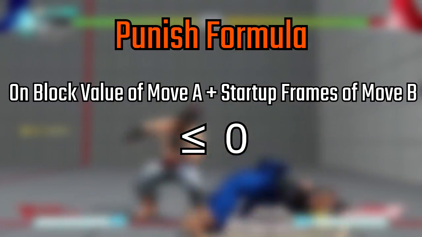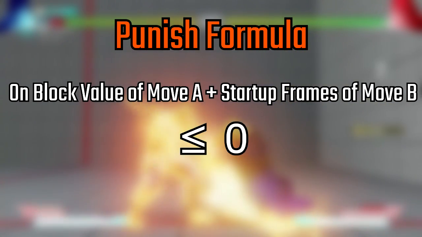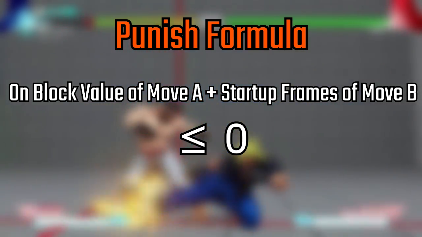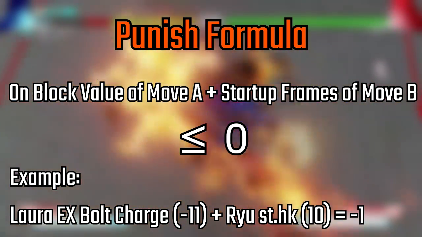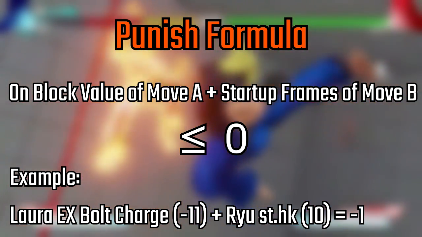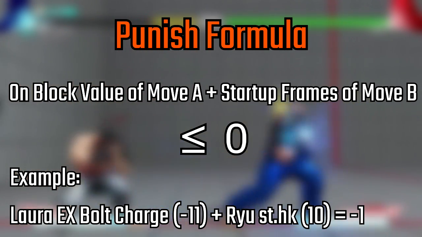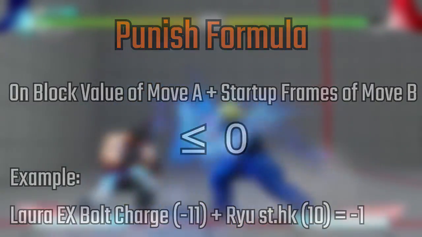For punishes, we take the on-block value of move A plus the startup frames of move B. If the result equals or is less than 0, it means that move B punishes move A. Here's another example. Laura's EX bolt charge is -11 on block, so now we add the startup frames of Ryu's standing hard kick, which is 10, and the result is -1. So Ryu's standing hard kick punishes Laura's EX bolt charge.